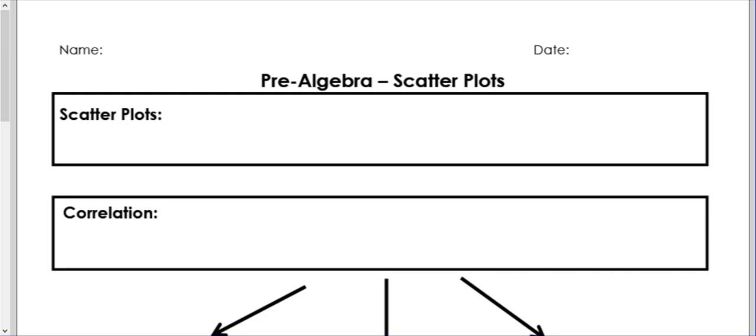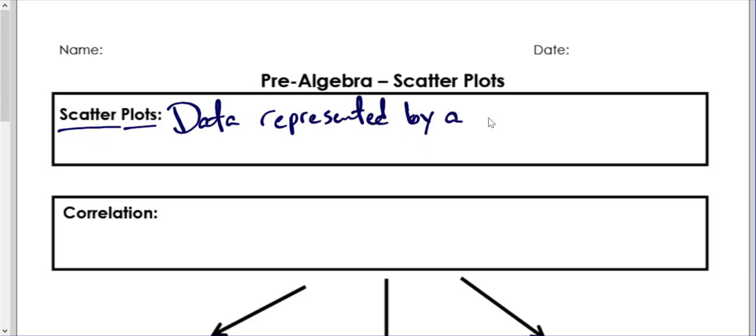So here we're going to be talking about scatter plots. And a scatter plot is basically just a set of data that's represented by a relation on a coordinate plane. I'm just going to call it a graph here.